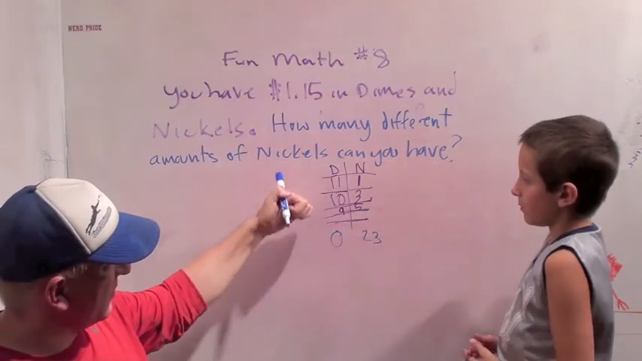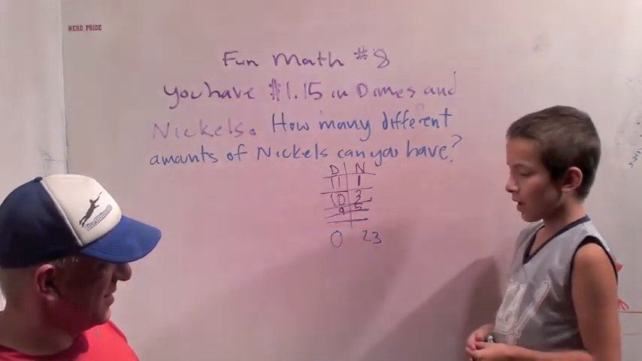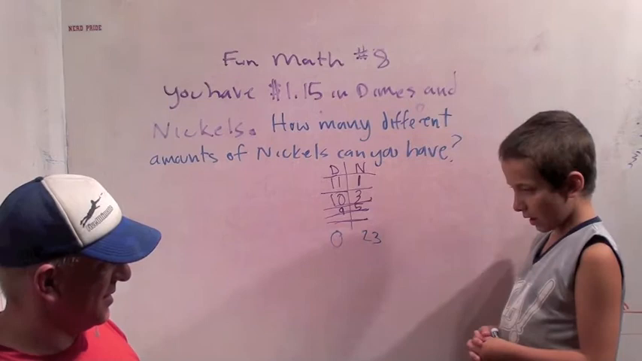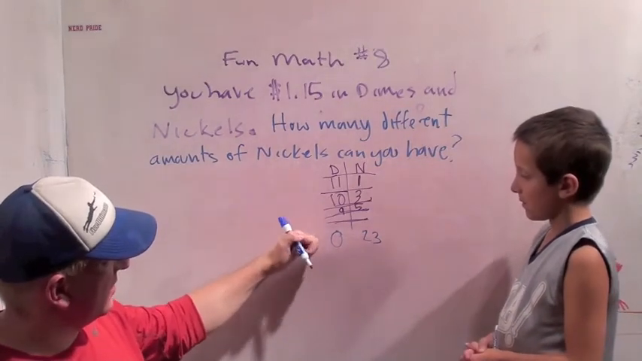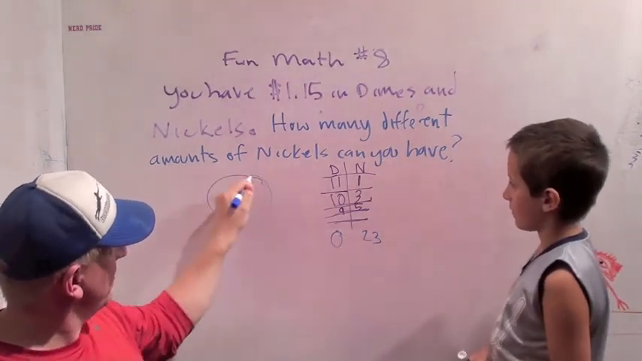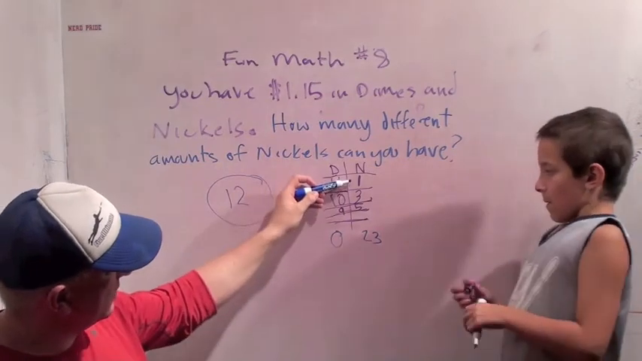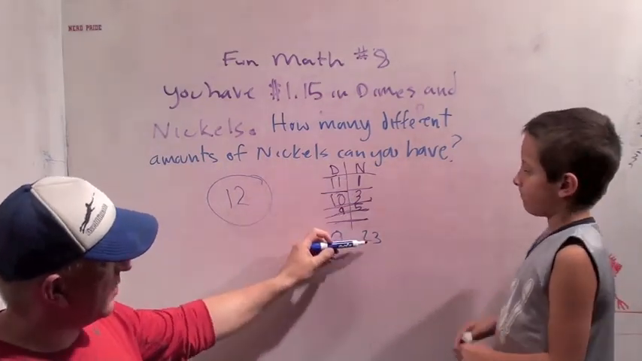Yeah, because when you go from 11 to 1, how many is that? That's 11, and then you do add in the 0. So you have 12 different amounts of nickels you can have. You can have 1 nickel, 3 nickels, 5 nickels, all the way up to 23 nickels.